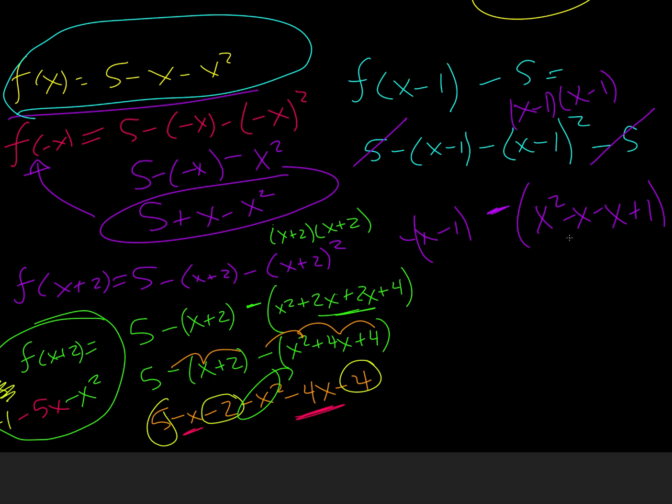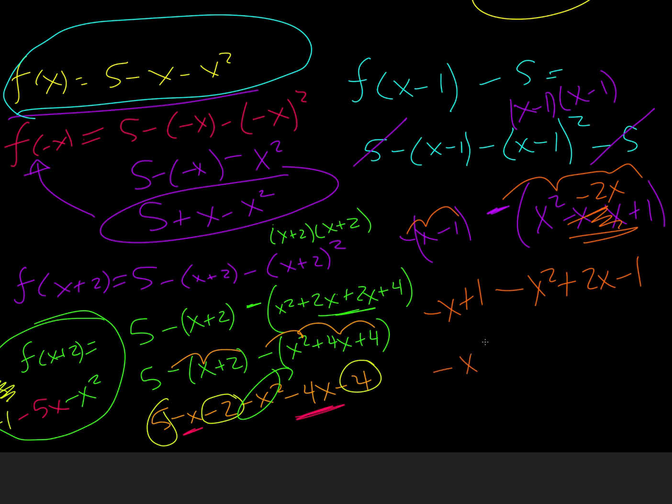Okay, so combining like terms right there, I get negative 2x. And then distribute the negative. So negative x squared plus 2x minus 1. Distribute the negative here. Negative x plus 1. Alright, so we get negative x squared. This and this makes positive x. And then 1 and negative 1. That's it. Okay. And so this is equal to f of x minus 1 minus 5.